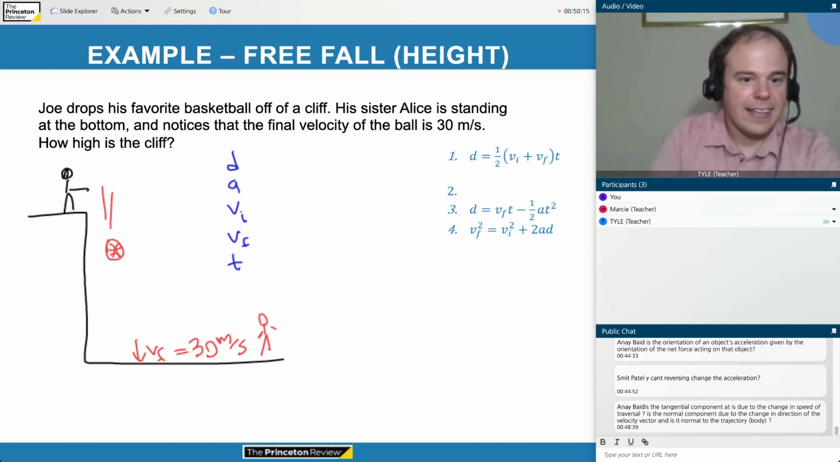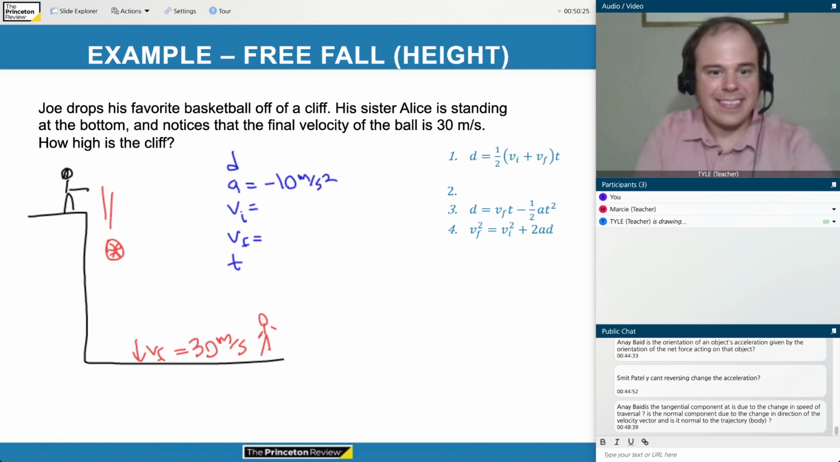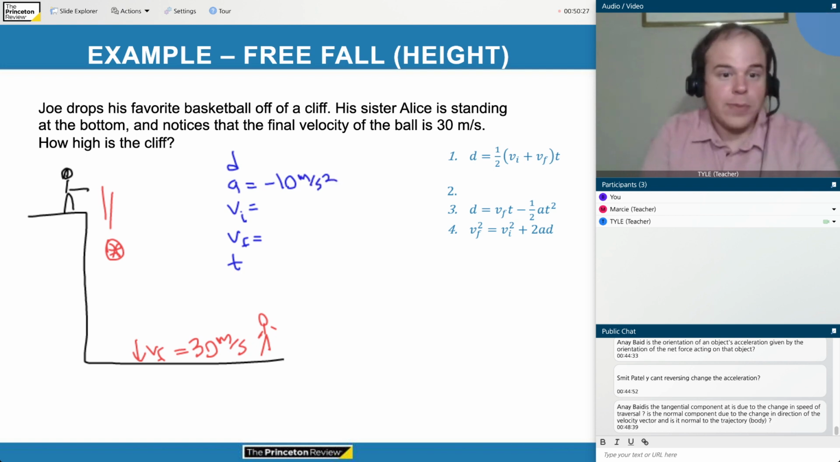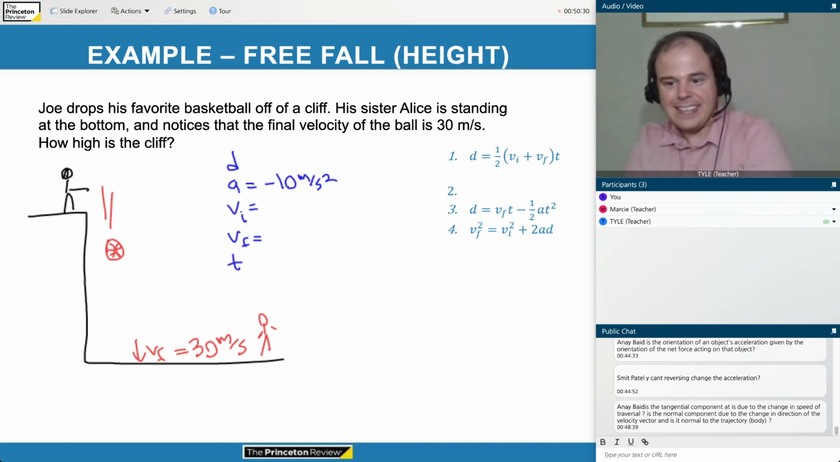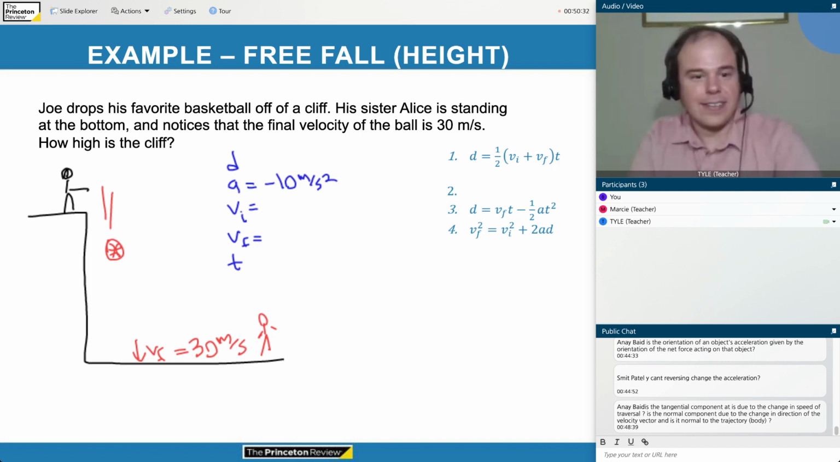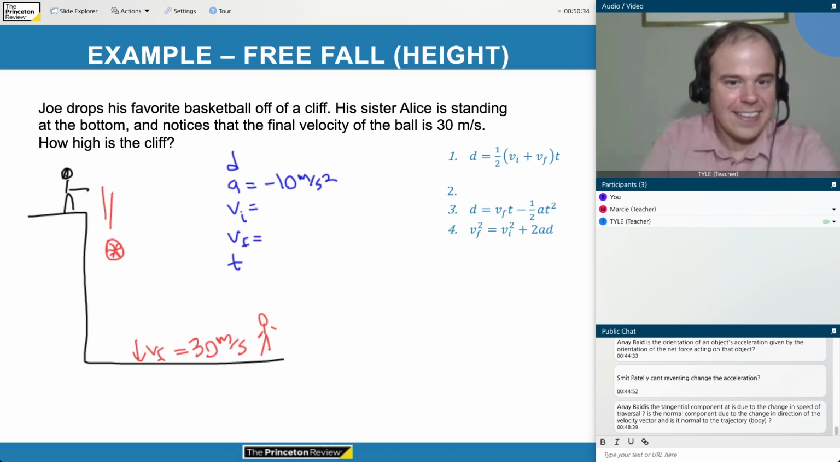We're given some of these values, but not others. The acceleration we know is -10 meters per second squared. That's just always what it is on Earth. Technically, it's 9.8, but 10 is usually close enough. So that's just a value to know: the acceleration due to gravity on Earth is 10 meters per second squared, always downward.